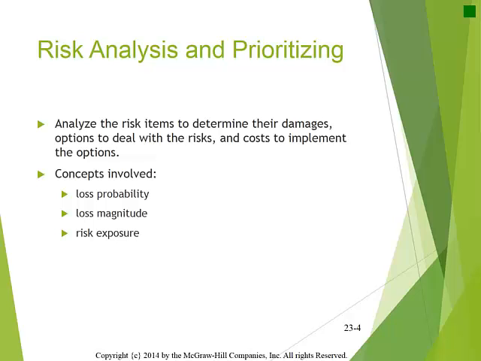Risk analysis involves concepts of loss probability, which is the estimated likelihood that a risk will occur, loss magnitude, the estimated damage in dollars if the risk occurred, and risk exposure, the estimated damage in dollars to the project, factoring in the probability that the risk will occur. Risk exposure is the loss probability multiplied by the loss magnitude. Risks are prioritized by their risk exposures.